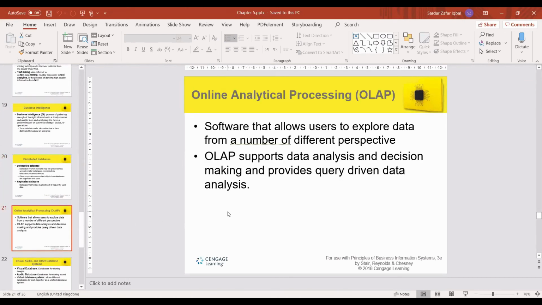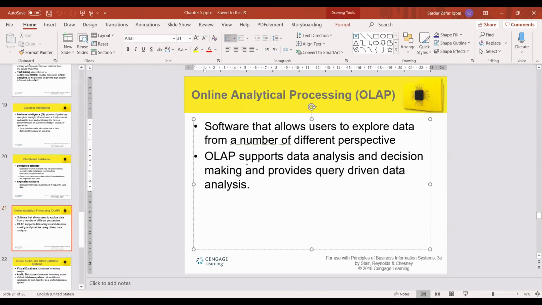Another concept is OLAP, online analytical processing, software that allows users to explore data from a number of different perspectives. OLAP supports data analysis and decision making and provides query-driven data analysis. So it is a technology. OLAP is a technology, like you can perform some analysis online by using some tools and techniques. Like we discussed business intelligence. Okay, so business intelligence helps you in taking decisions, right?